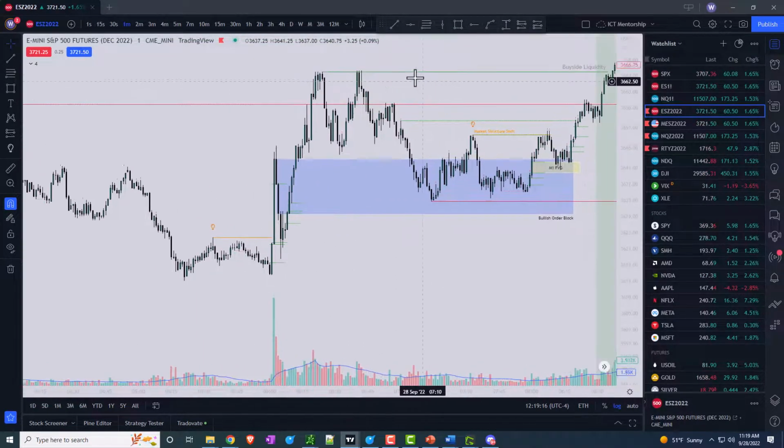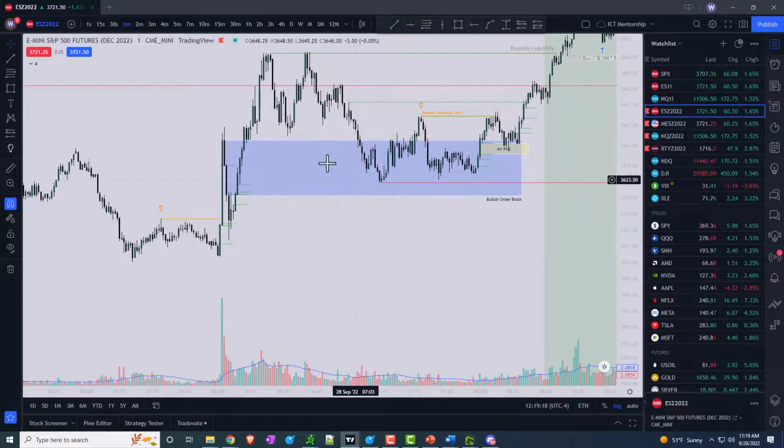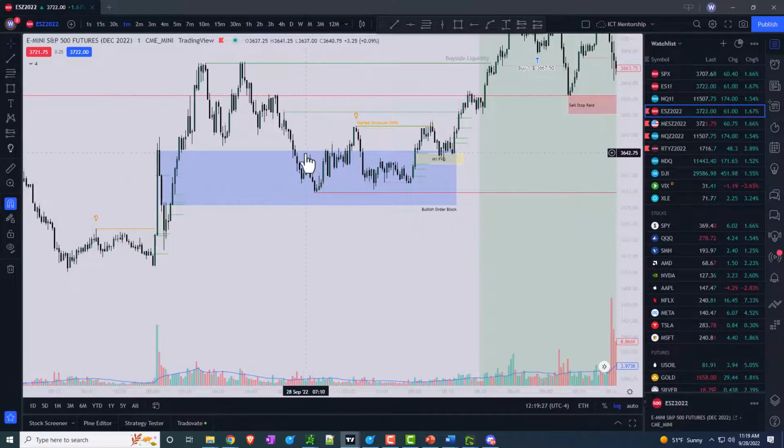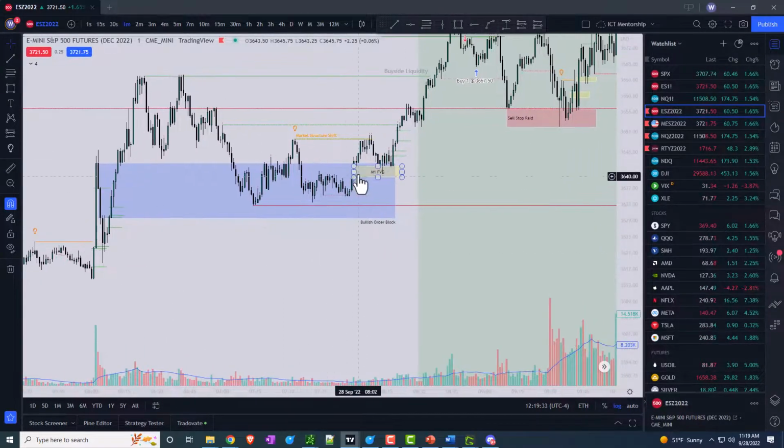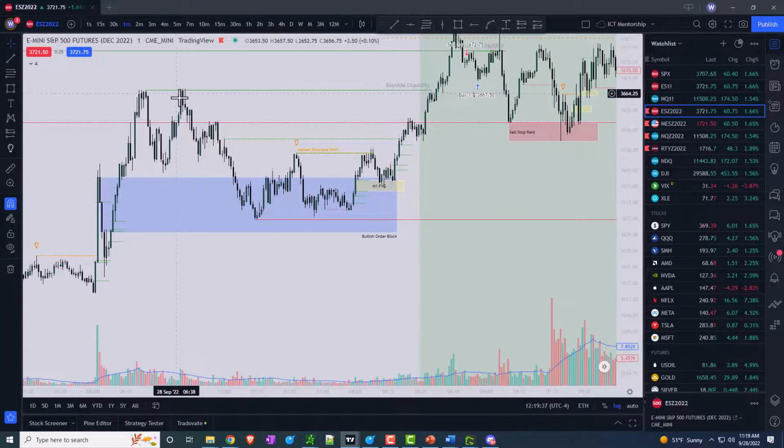kind of traded around here, came back down. So what he was saying is that when we see this, when it comes down into this bullish order block and finds support here, rallies up, right here, when it had, so it started lower.